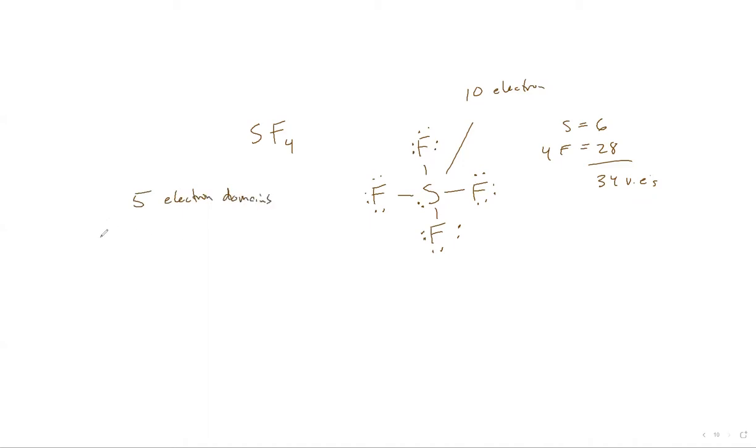And so we know the electron geometry is going to be trigonal bipyramidal. But what is the shape of this thing? And so where do we put that lone pair? That was the question. Where do we put the lone pair?